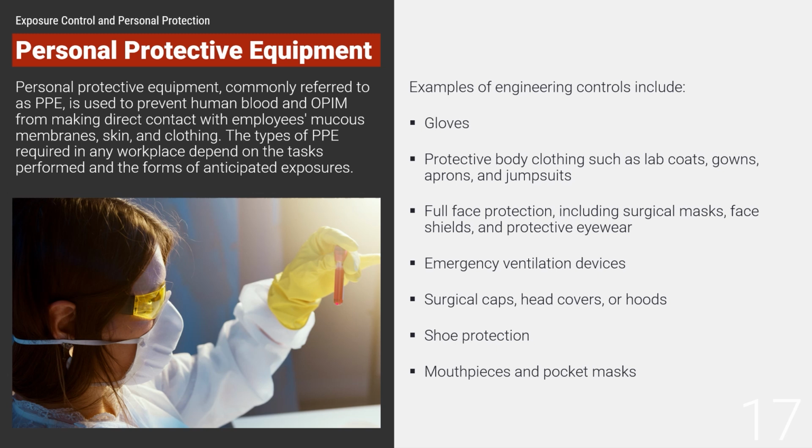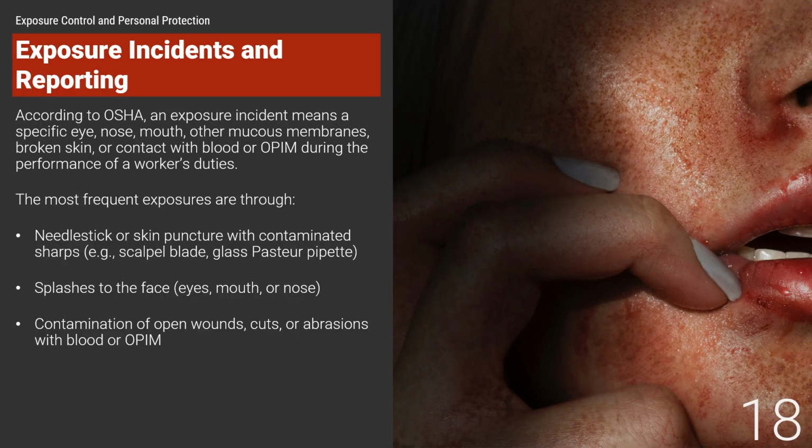Exposure incidents and reporting. According to OSHA, an exposure incident means a specific eye, nose, mouth, or other mucous membrane, broken skin, or contact with blood or OPIM during the performance of a worker's duties. The most frequent exposures are through needle sticks or skin punctures, splashes to the face, eyes, mouth, and nose, or contamination of open wounds, cuts, or abrasions.